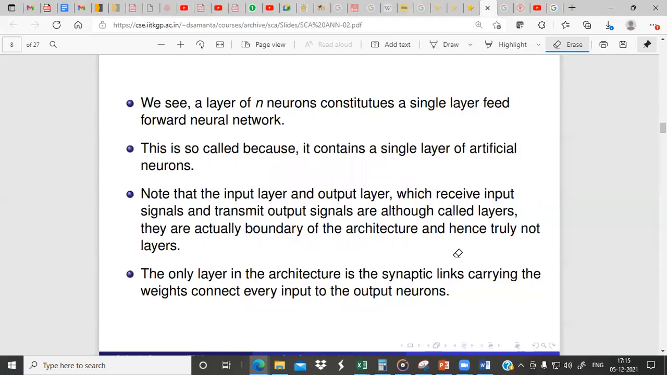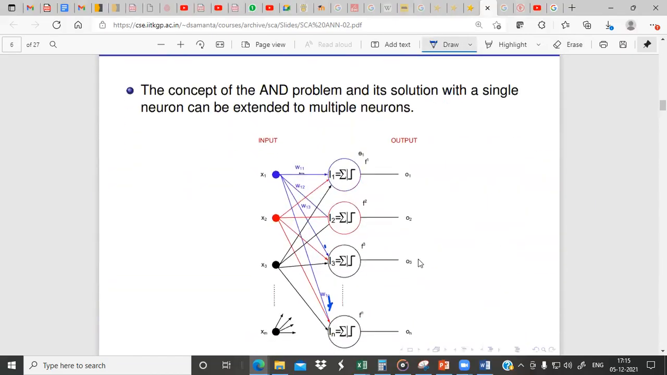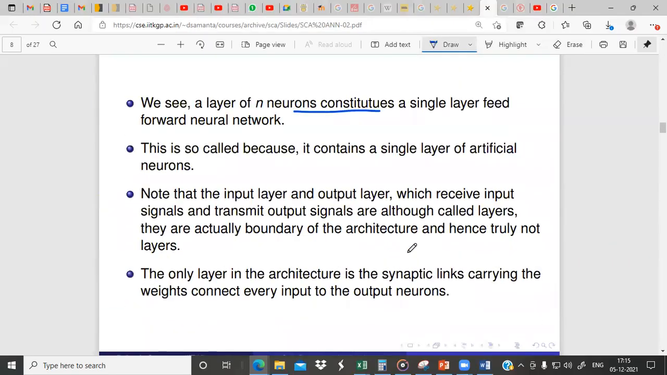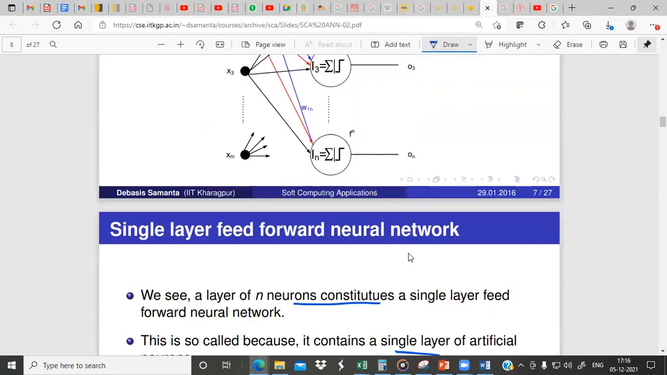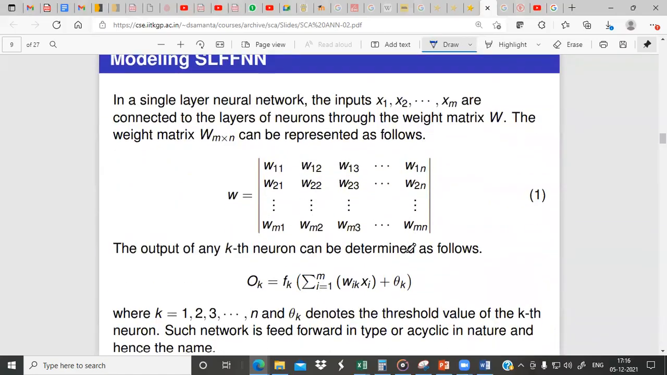Whatever we have discussed is what is explained here. We see a layer of n neurons constitutes a single layer feed-forward neural network. Here we have n neurons, I1 to IN. This is so called because it contains a single layer of artificial neurons. Why are we calling it a single layer network? Because we have only one layer. There are networks with multiple layers, but we are starting with the simplest case, which has only one layer. So the weights can be represented as a weight matrix, right?